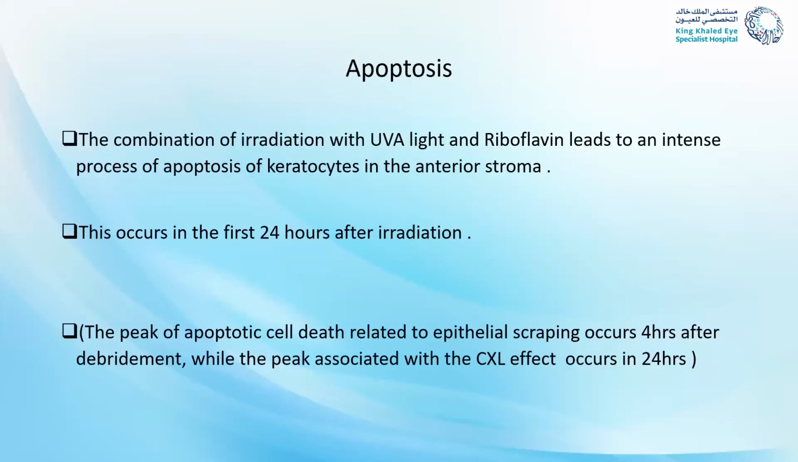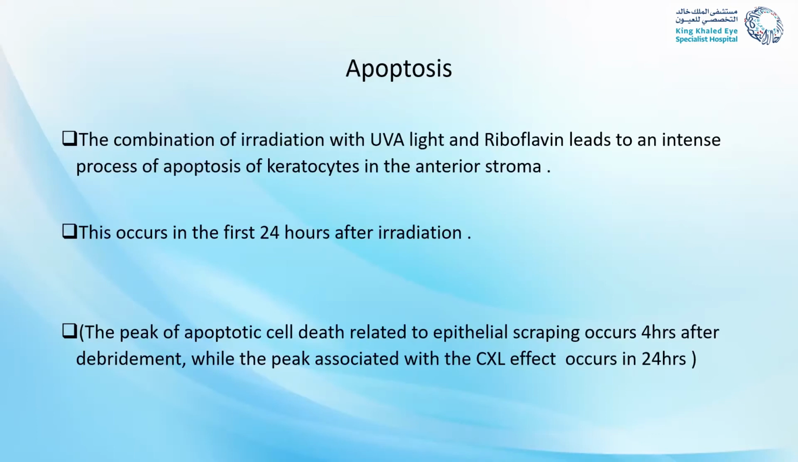The second thing, which is the major, striking phenomenon that happens during the process of cross-linking, is there is lots of apoptosis. The apoptosis happens because of the UVA light and because of the riboflavin. And because they are together, this intense apoptotic process is seen during cross-linking, and it's usually in the anterior stroma to begin with. The peak of this apoptotic process occurs in the first 24 hours after the procedure.